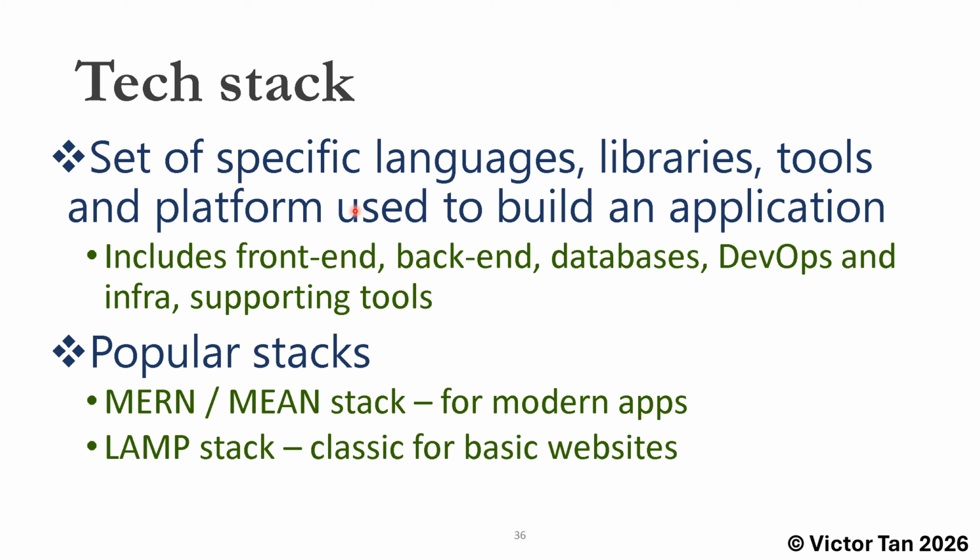So outside of the unique tech stacks that different companies have, we also have popular stacks, kind of generic popular stacks that are very widely used. So for modern apps, you have what is called the MERN or the MEAN stack. And for basic websites that were used maybe 15 to 20 years ago, you have the LAMP stack. Pretty much nobody does this anymore. Okay, but for modern apps, these are the two stacks that are very widely used: MERN and MEAN.